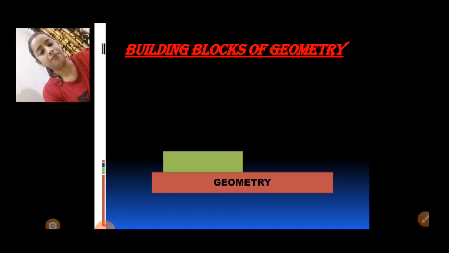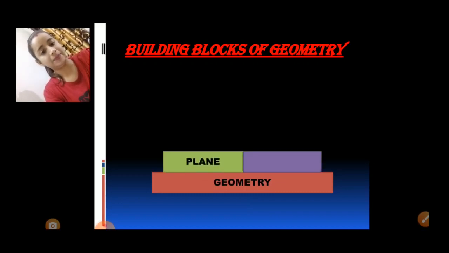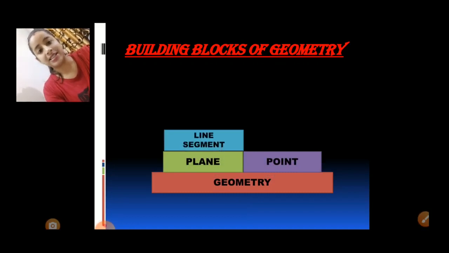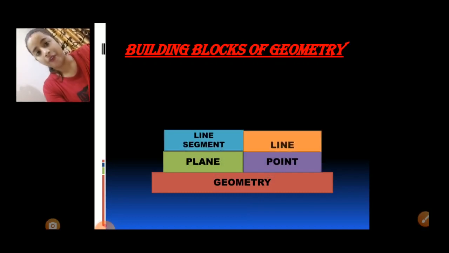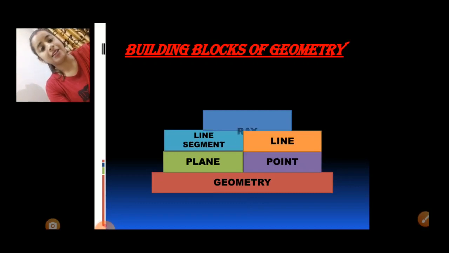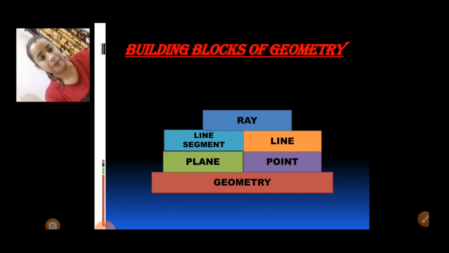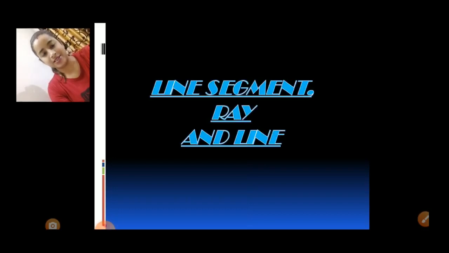So, first we will see what are the different building blocks of geometry. The first building block of geometry is plane, second is point, third is line segment, fourth is line, and the last is ray. The chapter which we are going to do today is line segment, ray, and line.